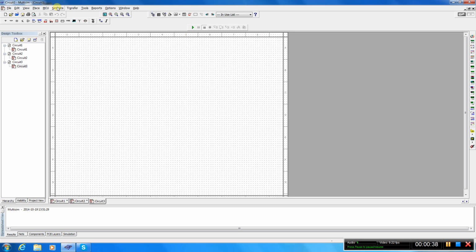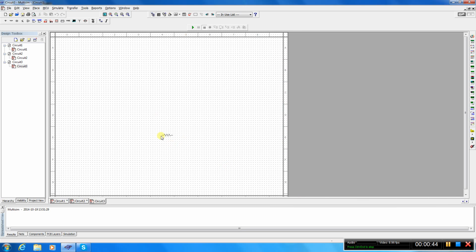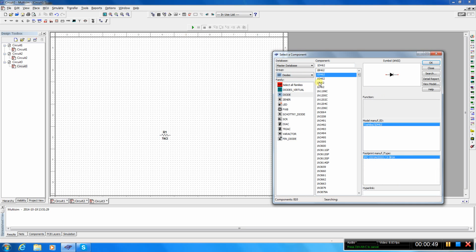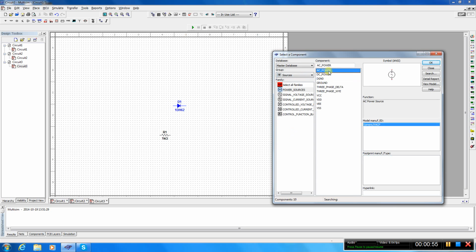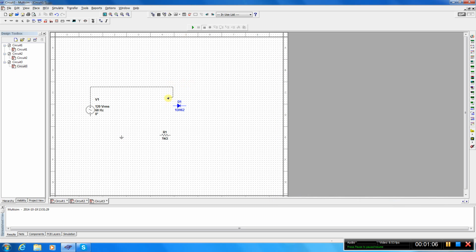Okay, so let's design a sample circuit and see how it works. So we'll, as usual, need one resistor, one diode, and also a source of power and ground. Okay, so let's rotate it. As a reminder, you can rotate elements by pressing Ctrl and R at the same time.